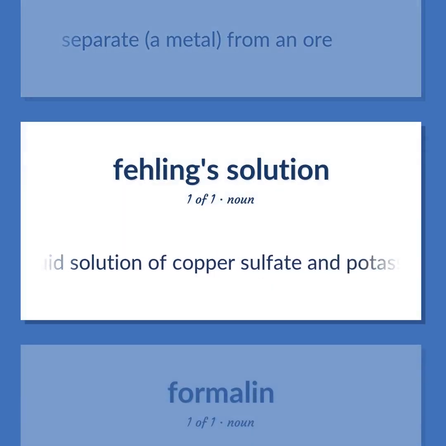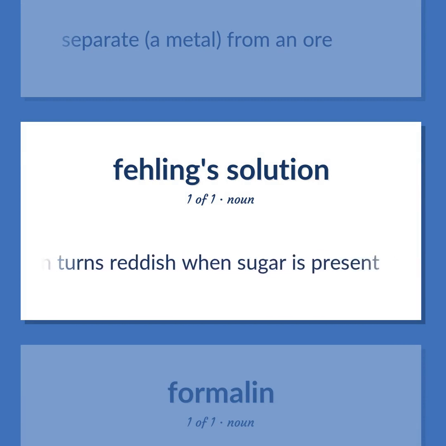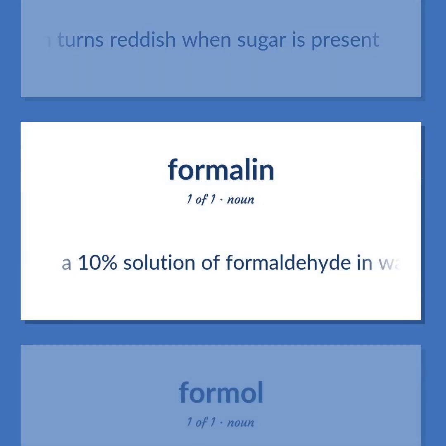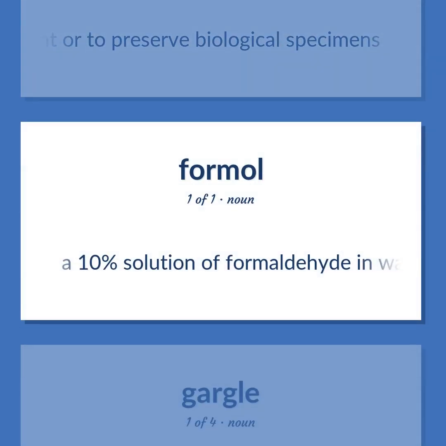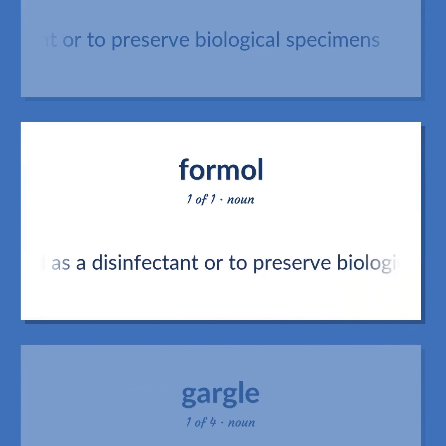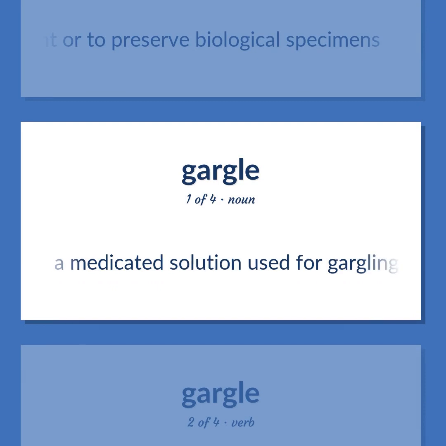A liquid solution of copper sulfate and potassium tartrate and sodium hydroxide that is used to test for sugar in the urine. Solution turns reddish when sugar is present. A 10% solution of formaldehyde in water, used as a disinfectant or to preserve biological specimens. A medicated solution used for gargling and rinsing the mouth.